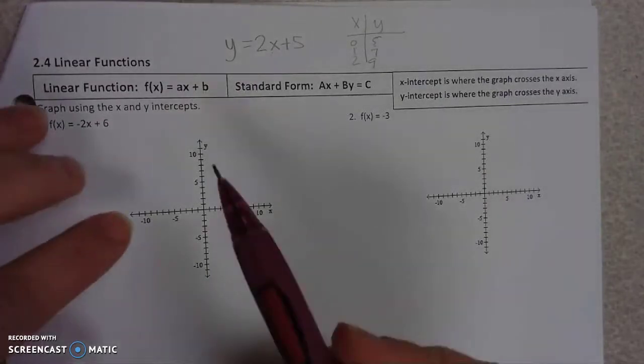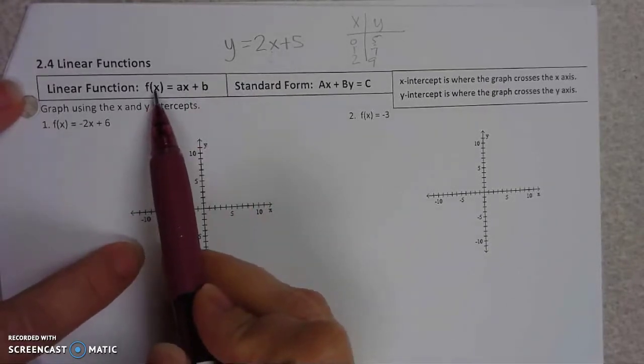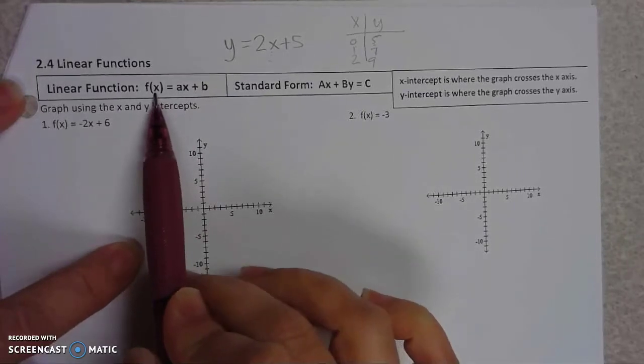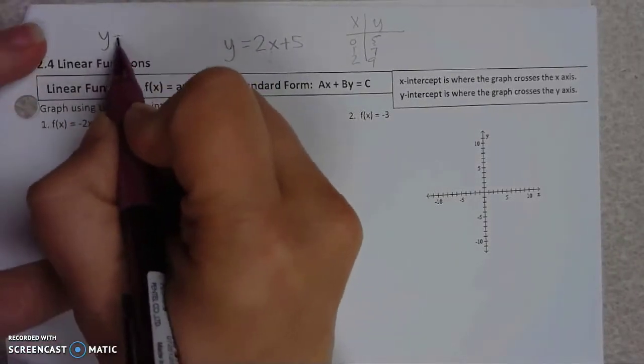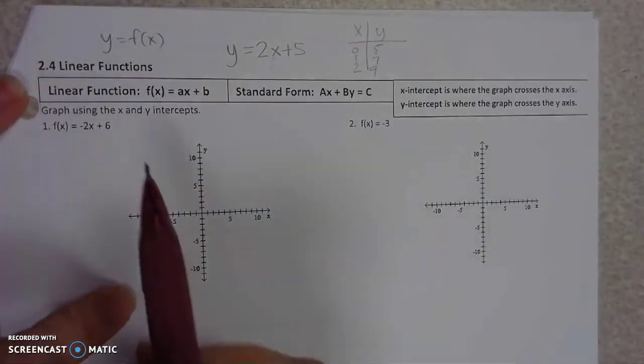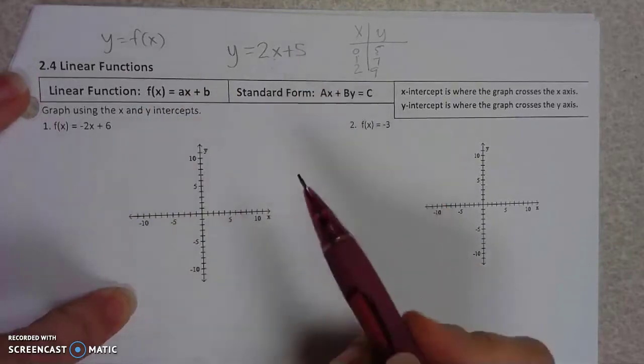Now, the linear function is no different from this equation here, except that instead of y, we have f of x. And this is just telling me that it is a function. Remember, y and f of x are the same thing. Okay, so these are the equations we've looked at thus far.